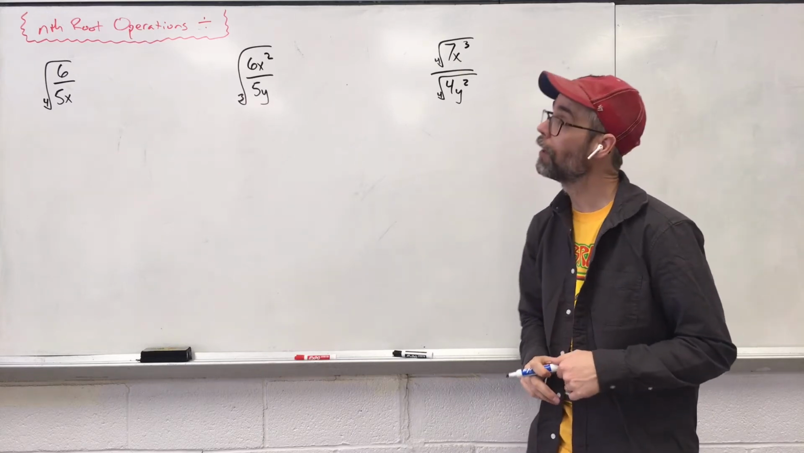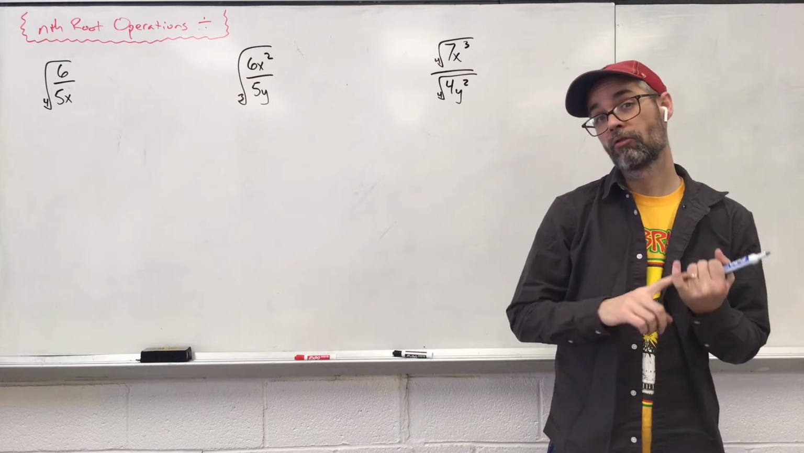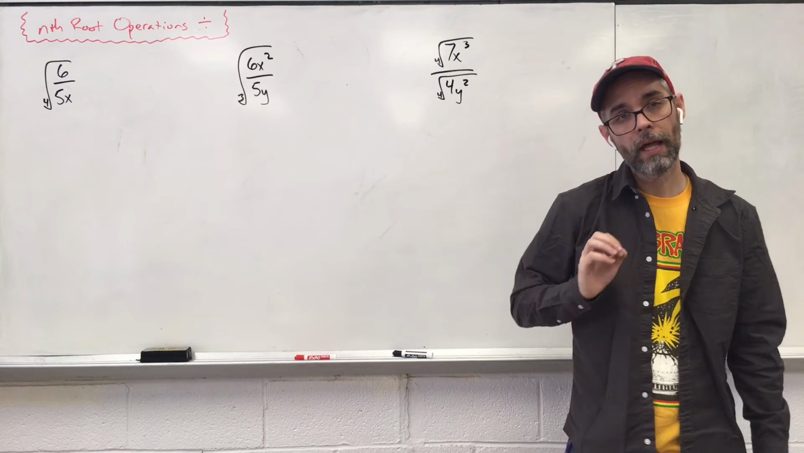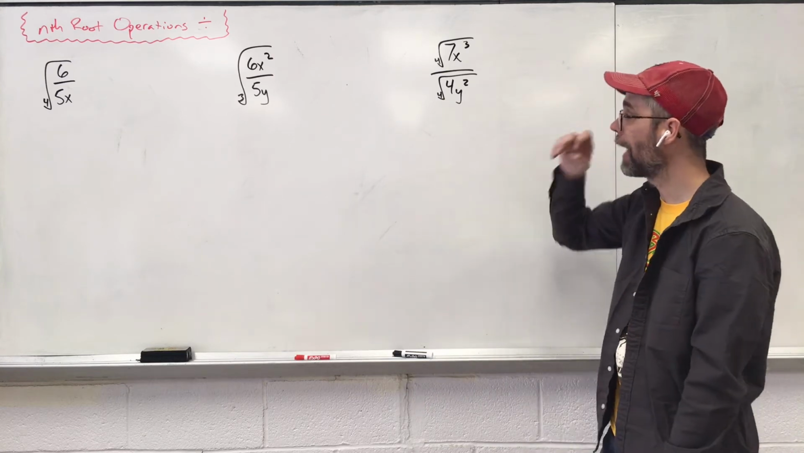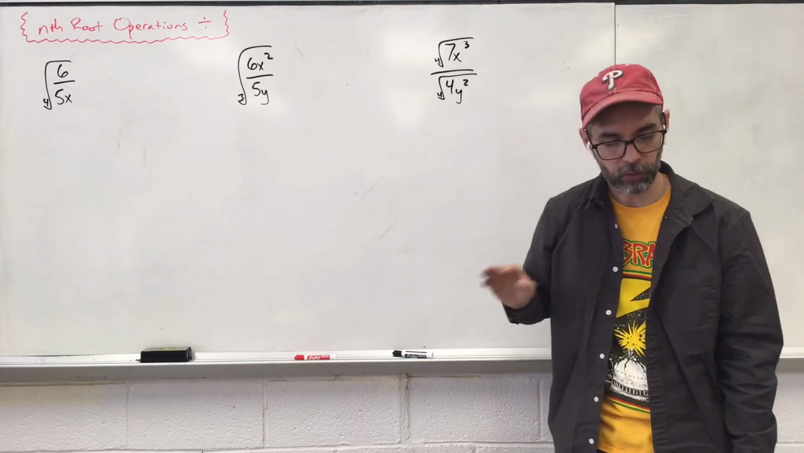Today we're going to do nth root operations with division. Something that you're never allowed to have is a radical downstairs in the bottom of the fraction, ever. So we're going to do everything in our power to get rid of that. The top of the problem may look ugly, the bottom, no radicals, period.